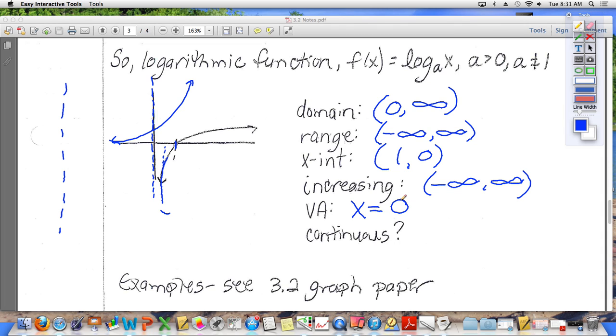Is the graph continuous? Yes. Definitely goes on and on and on. So yes, it is continuous.